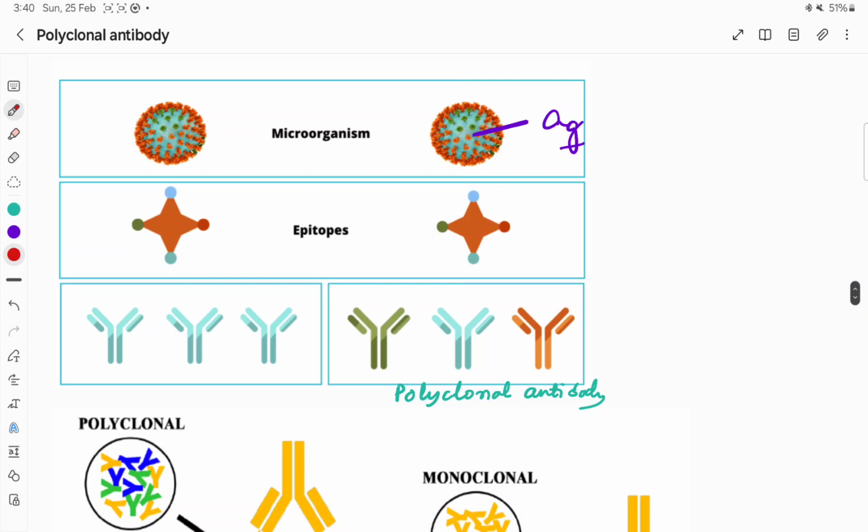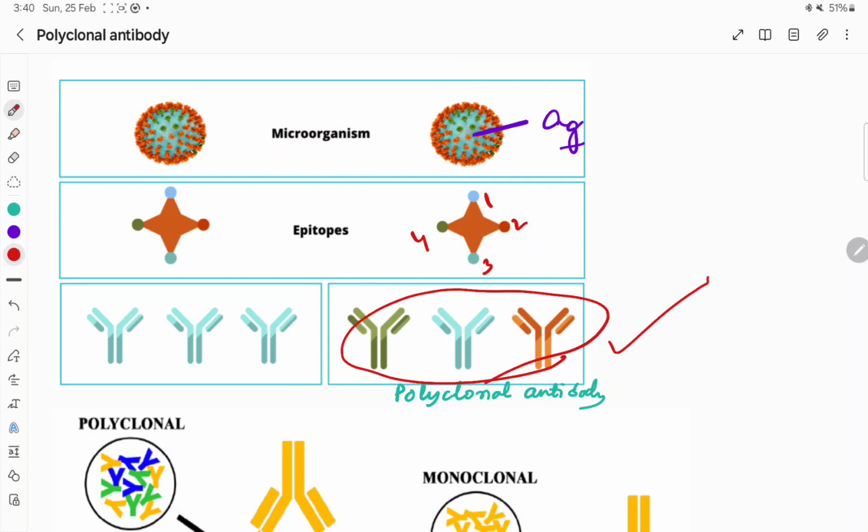Suppose this is a microorganism with an antigen, and on its antigen surface it has, say, 4 epitopes: 1, 2, 3, 4. Accordingly, we will have a mixture of antibodies targeting each epitope. That mixture is called polyclonal antibody. But when we produce the antibody for one epitope, that antibody is monoclonal. So this is the difference between polyclonal and monoclonal.